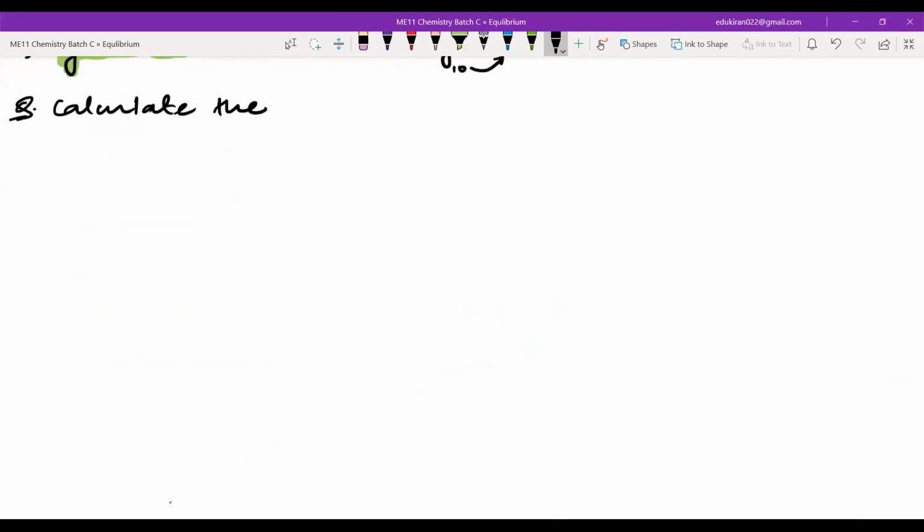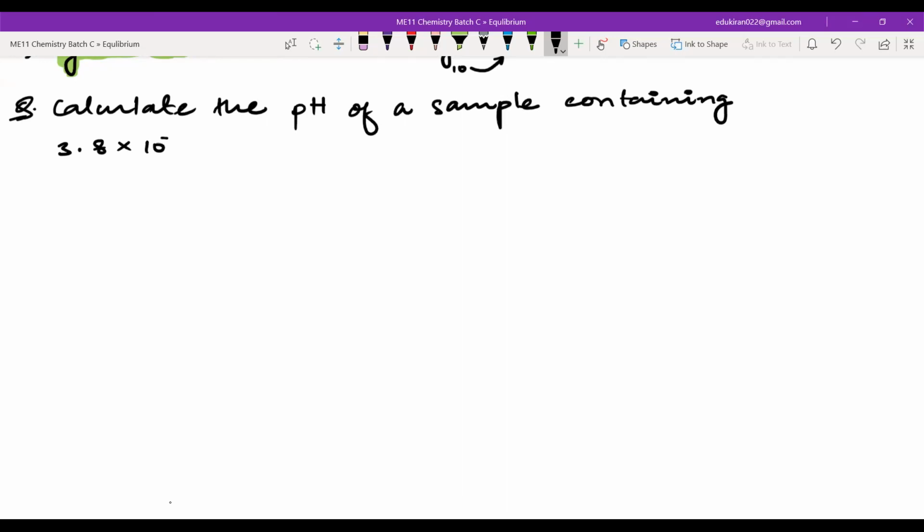Calculate the pH of a sample. Calculate the pH of the sample containing 3.8 into 10 to the power minus 3 molar hydronium ion. Hydronium ion. Okay, hydronium ion means H3O plus. Okay, H3O plus is the hydronium ion.